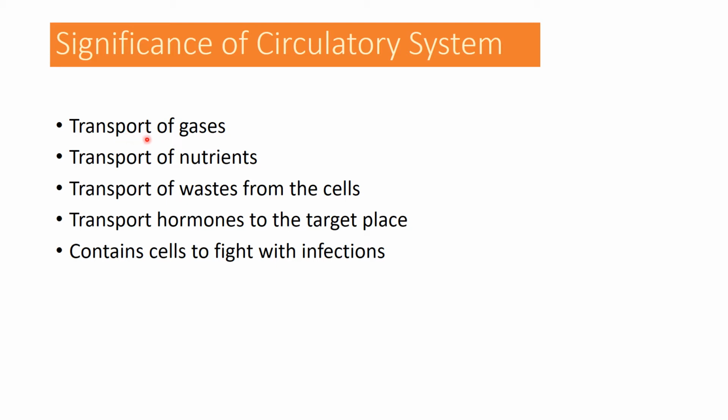Number 1, transport of gases. Oxygen and carbon dioxide are transported through blood: carbon dioxide through plasma, and oxygen through the red pigment, that is hemoglobin, in RBCs, red blood corpuscles. Nutrients are also transported through plasma. The waste is also transported from the cells through blood plasma.